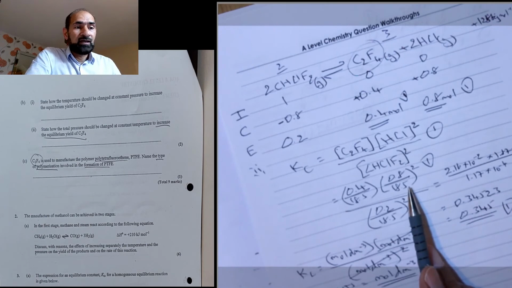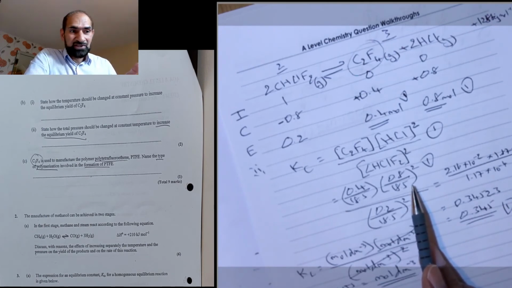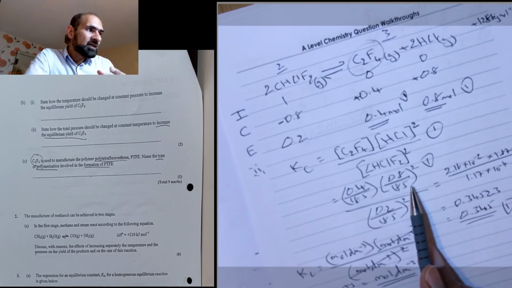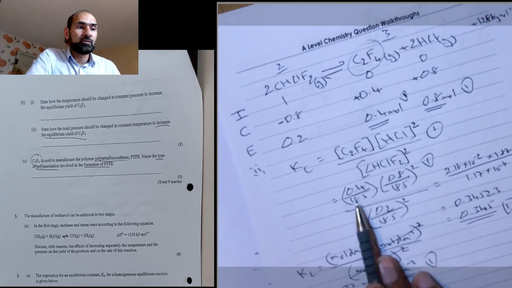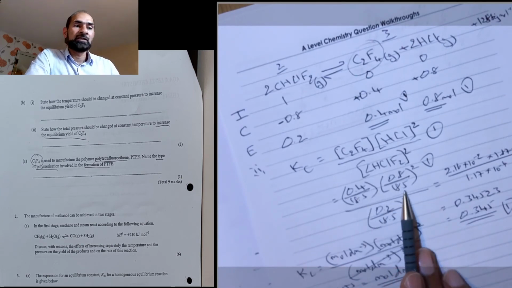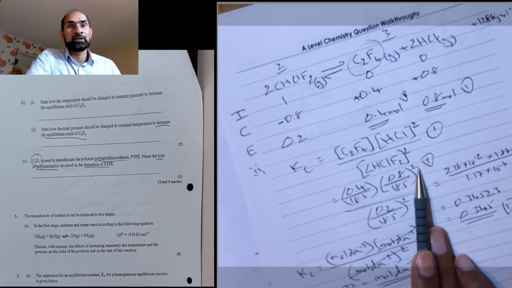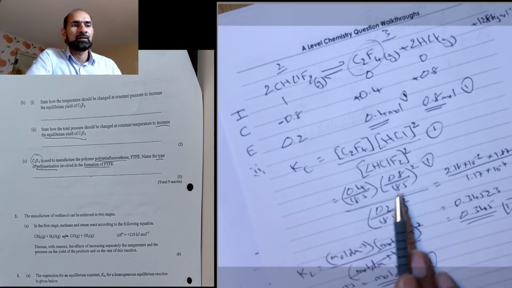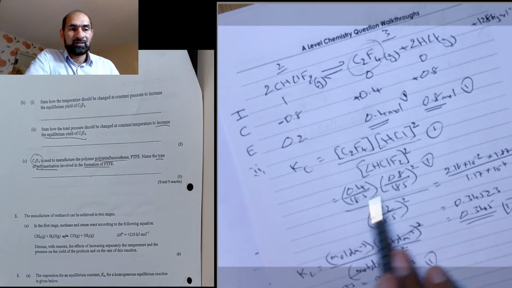Common mistake again: calculation errors, because students are in a rush. They try to take shortcuts and start making calculation errors. Literally, they try to do everything at once: 0.4 divided by 18.5 times 0.8, divided by 18.5 squared. And what happens is, on the calculator, only 18.5 gets squared, nothing else. So that's a problem.